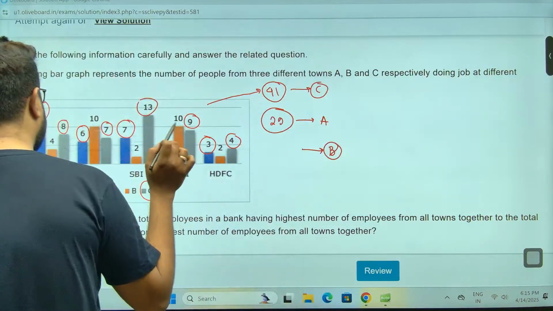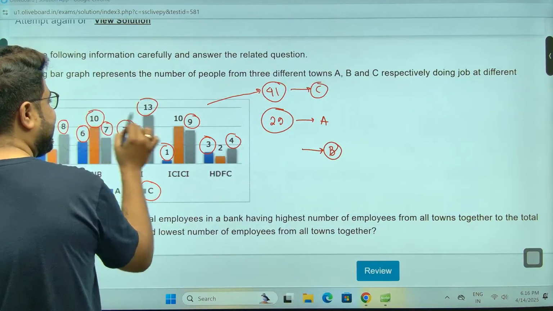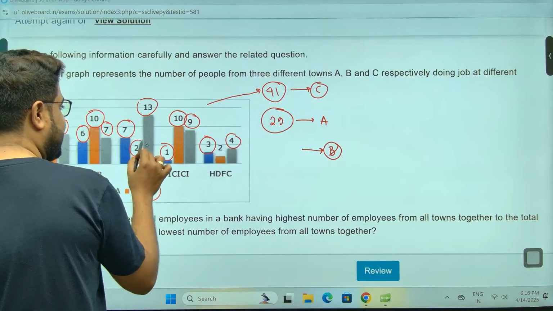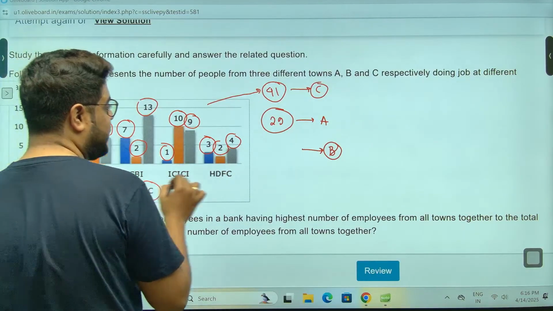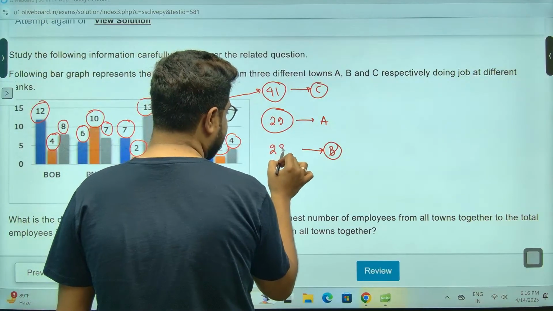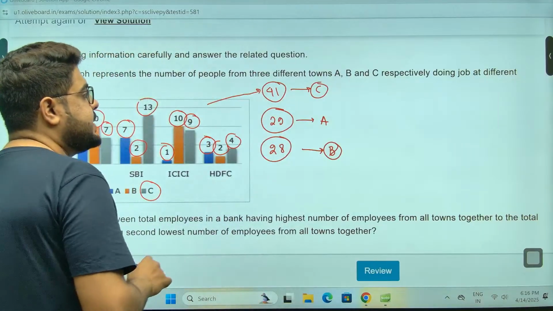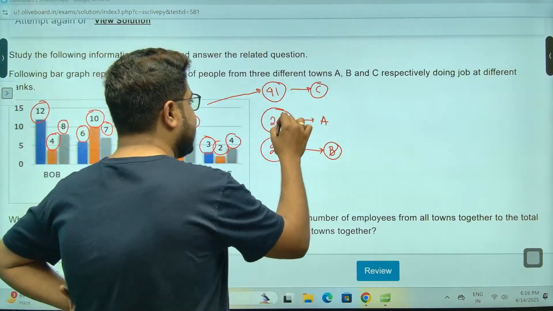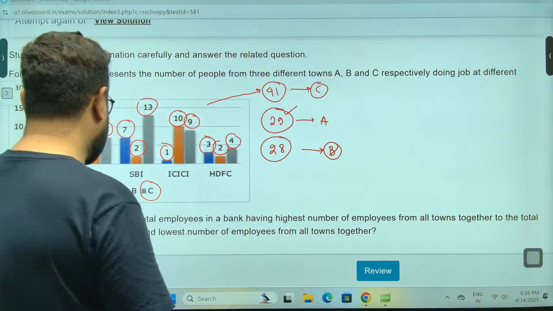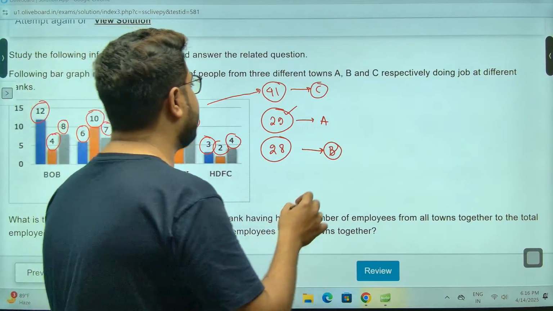I'm not making any error. Do let me know if I make any error. 10 plus 10, 20. 2 plus 2 plus 4, 4, 4, 8, sir. 28, sir. I told you, C is the highest and the second lowest is E, sir. So the difference between the total number of employees will be, sir, 12.